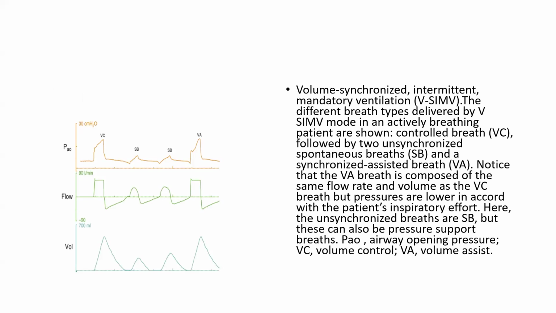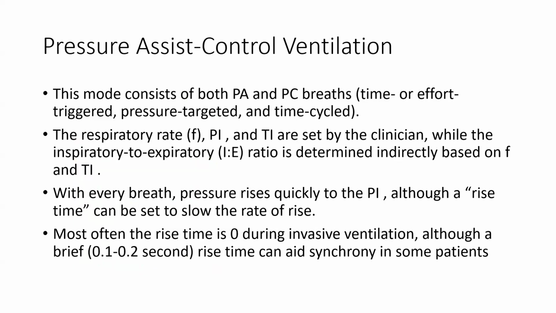The different breath types delivered by the volume synchronized intermittent mandatory mode in an actively breathing patient are as follows: a control breath followed by two unsynchronized spontaneous breaths and a synchronized assist breath. Notice that the synchronized assist breath has the same flow and volume as the volume control breath, but the pressures are lower, according to the patient's inspiratory effort. Here the unsynchronized breaths are spontaneous breaths, but these can be pressure support.